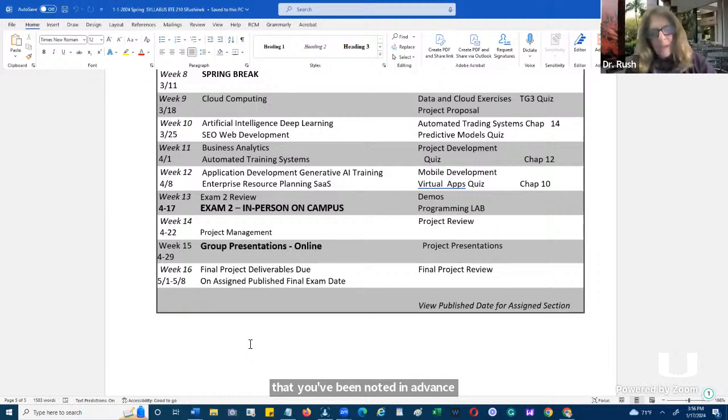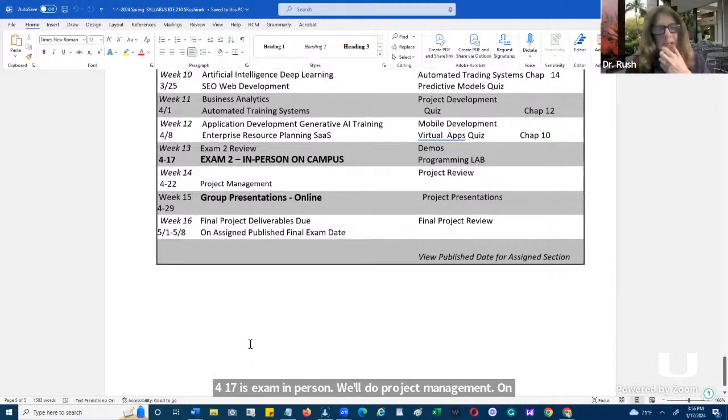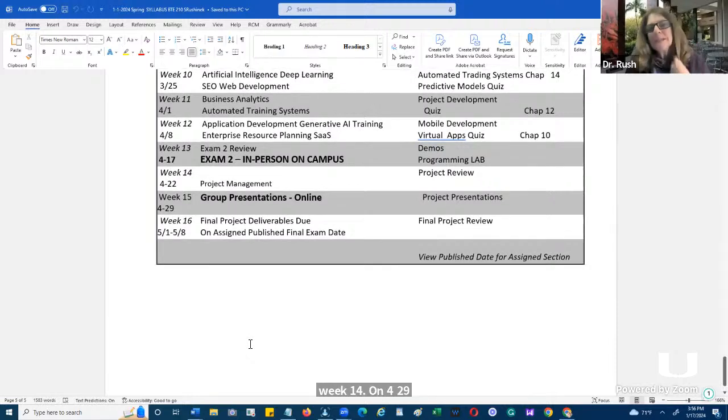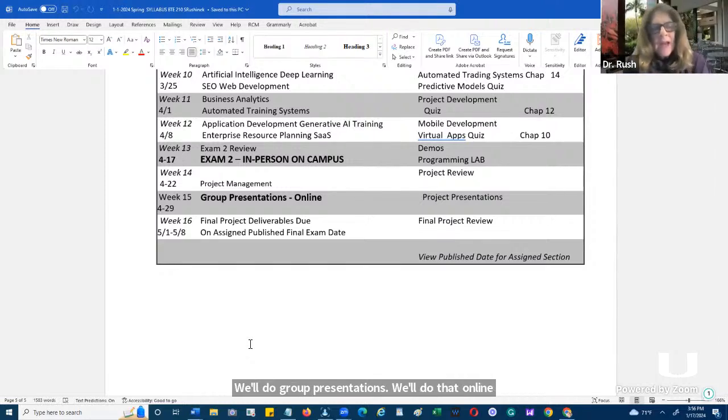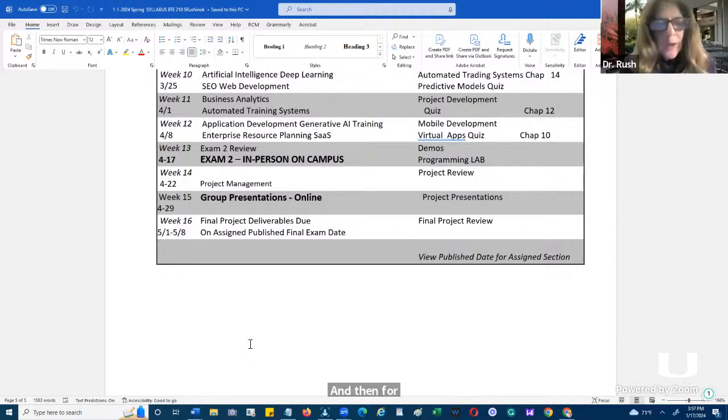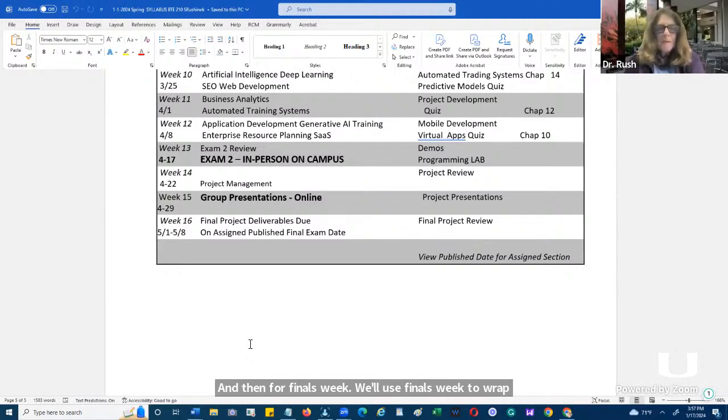We'll do project management on week 14. On 4/29, we'll do group presentations. We'll do that online. And then for finals week, we'll use finals week to wrap up and basically submit all your final projects. On the group presentation, I give you feedback, so you have some time to make corrections.